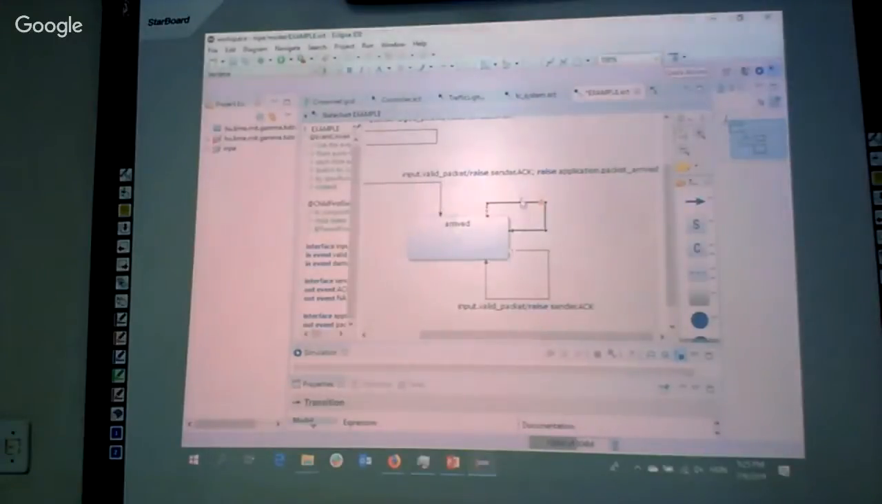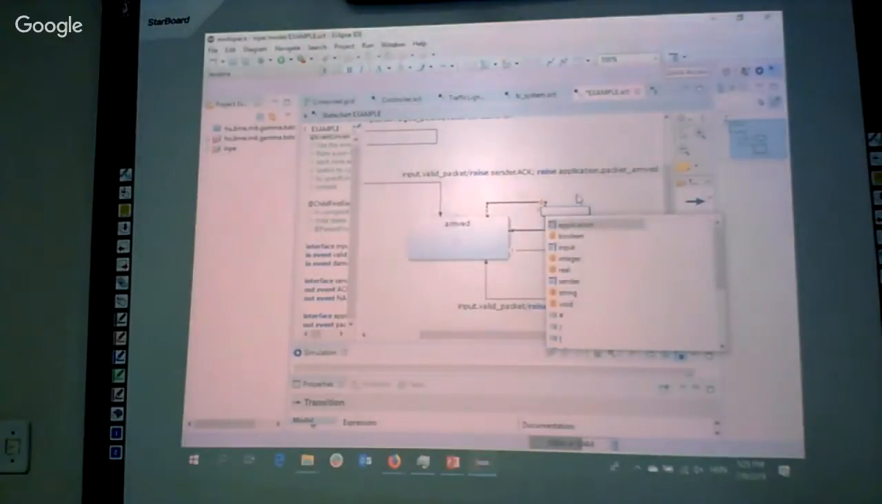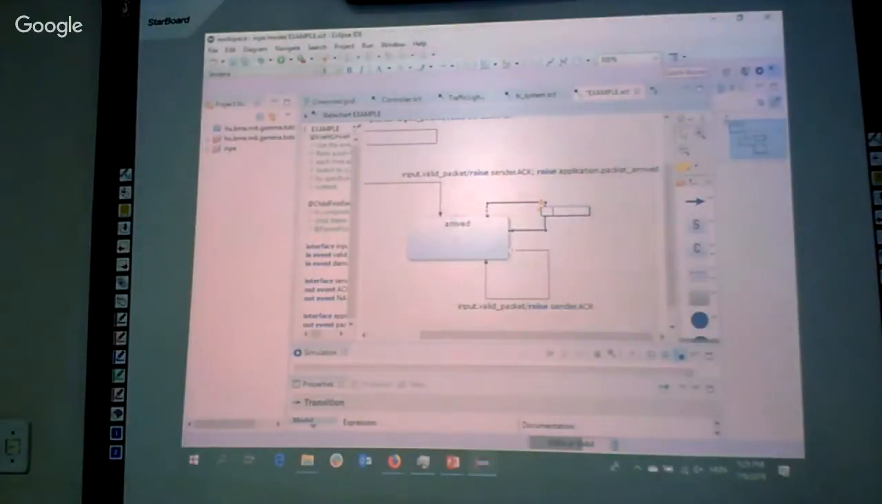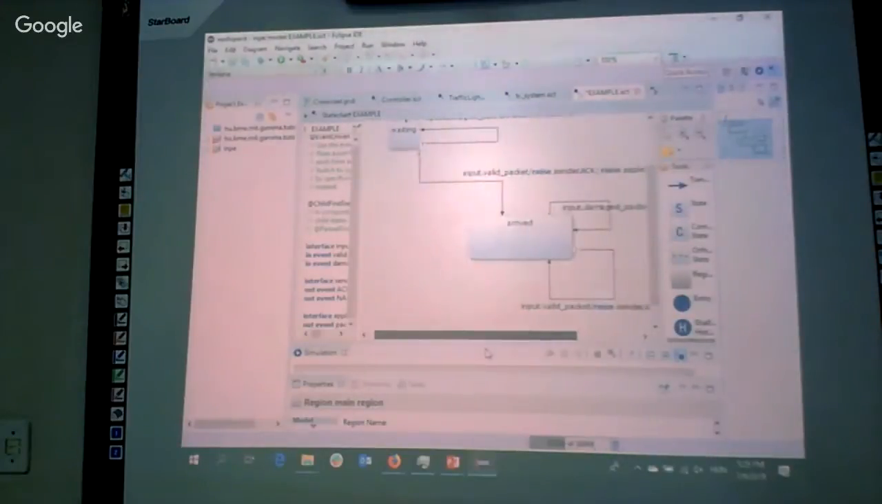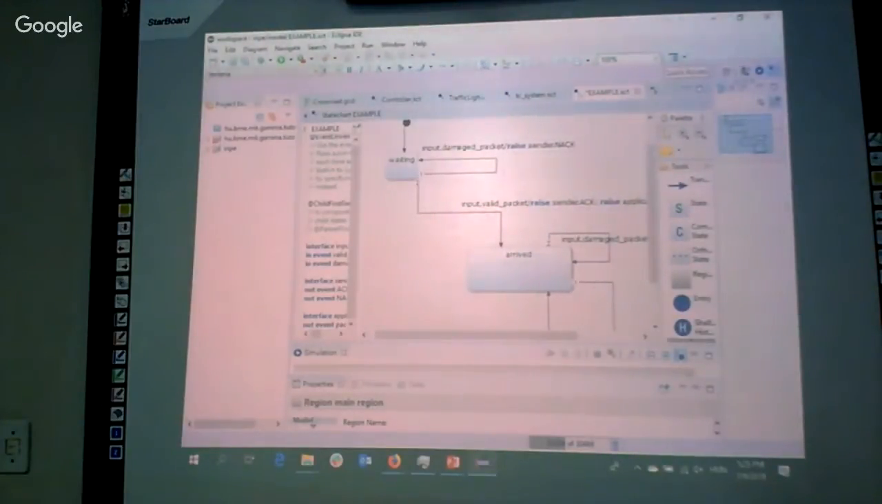And this tool is very nice to use. So you can just use the content assist that will help you. For example, in the input, we can choose that a damaged packet, then we don't do anything. And if we get a valid packet, then we will raise an acknowledgement message to the sender. And you can use even composite states and many other things that we will learn tomorrow.